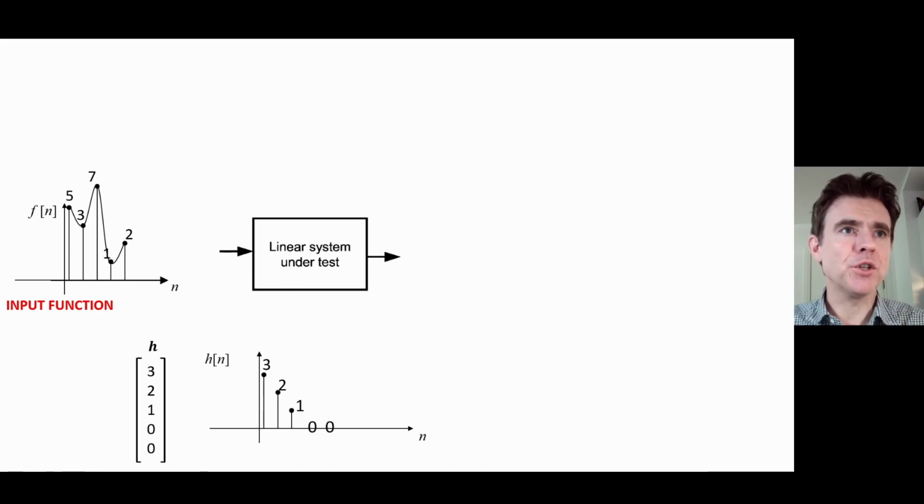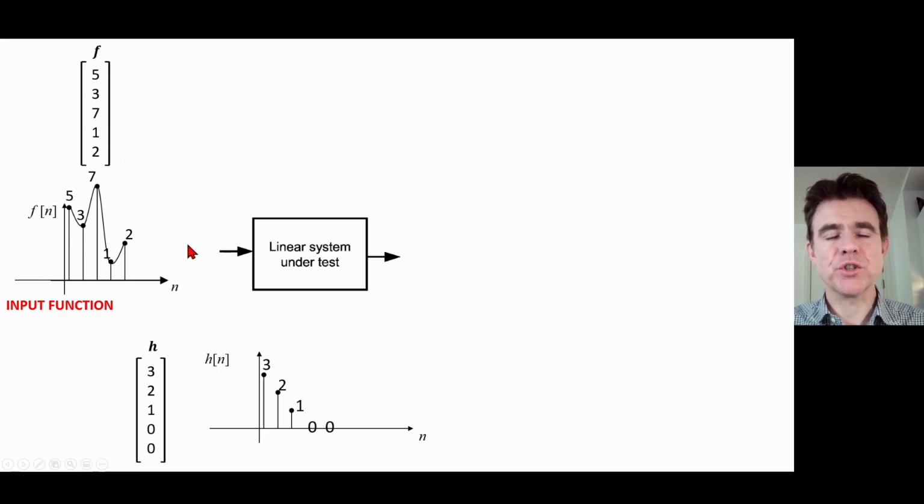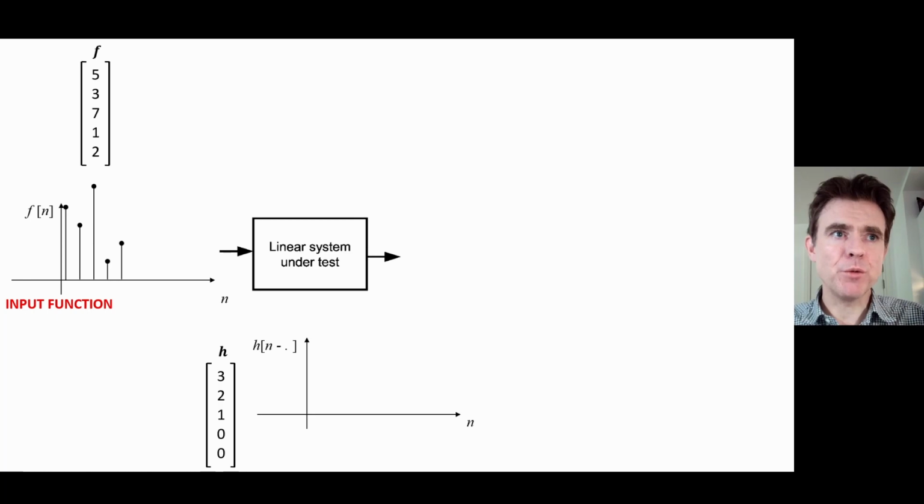Okay, so here I'm giving another illustrative example. I'm just using a sequence of numbers, 5, 3, 7, 1, 2, to represent arbitrary values for an arbitrary general input function. But for illustration, I've got to concretize that into some of these numbers. So I'm using 5, 3, 7, 1, 2 for a general input function f, and I put that in a column vector f there. Right, let's see what happens when we present that input function to our linear system.